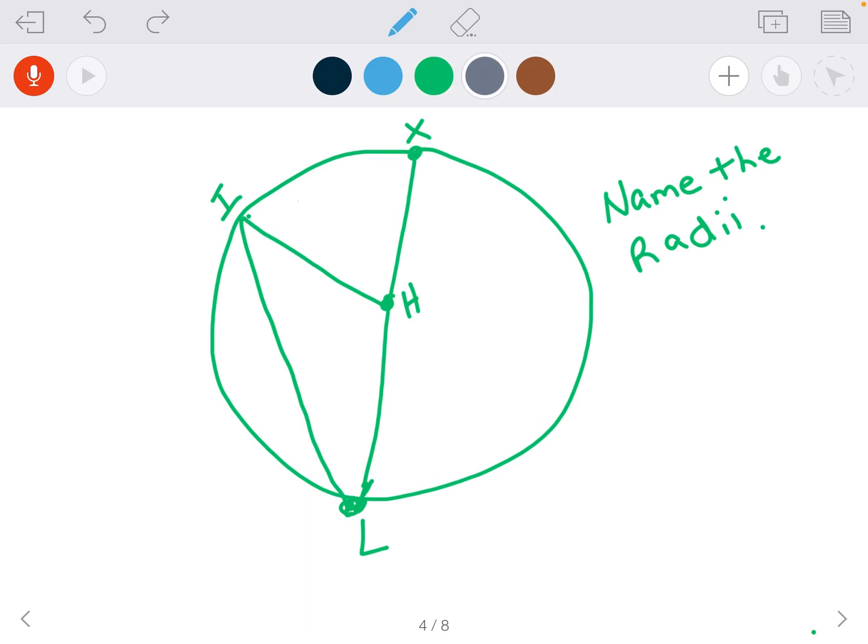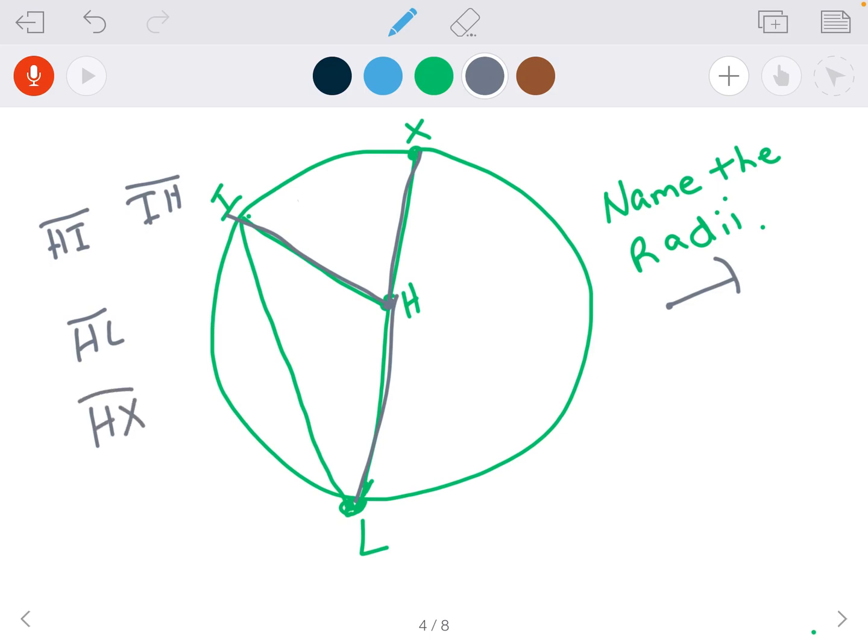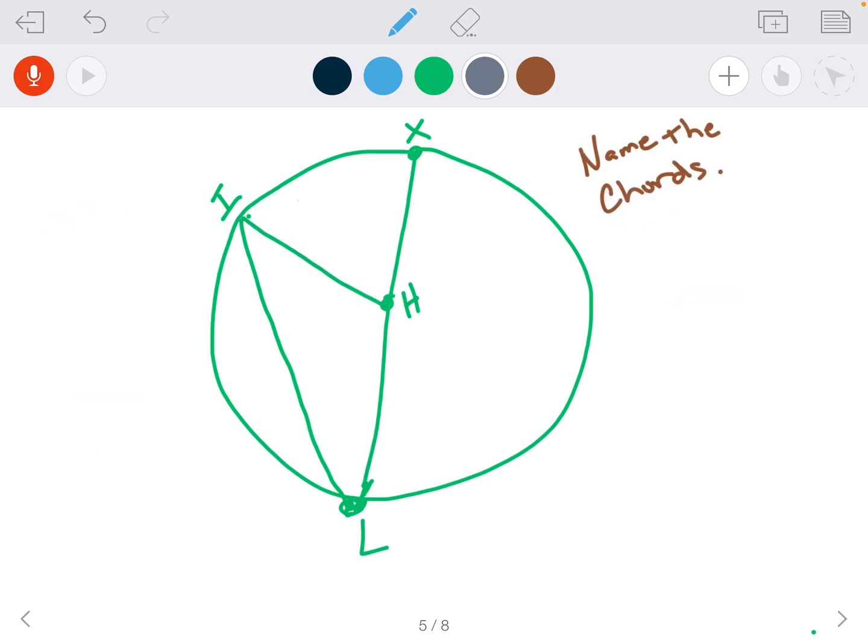All right, next you have to name the radii. Remember, radii go from the center of the circle to the end point on the circle. So all the radii, well, we have segment HI, we could also say IH. It doesn't matter what order, they're still the same one. Then we have HL, or we could say LH, and then we have HX. So those are the radii of this particular one, from the center out to the end. If it doesn't go through the center, it's not a radius.